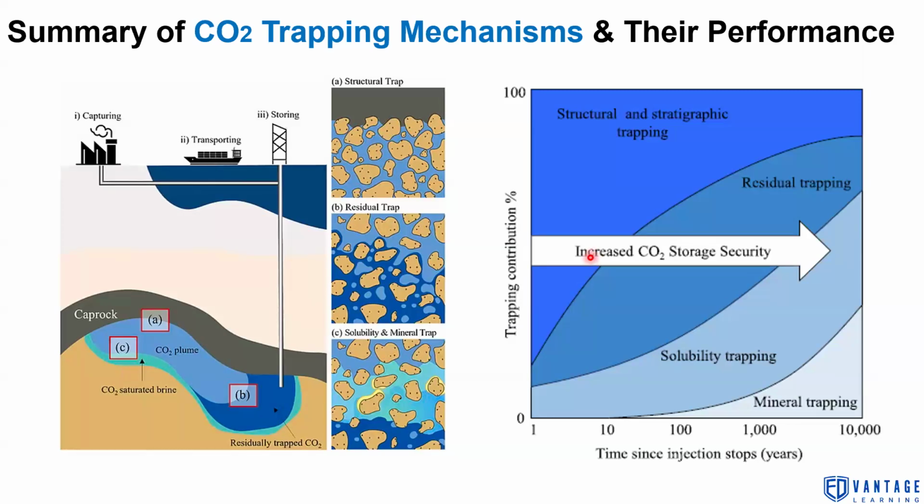So the security of CO2 storage is lower in structural and static trapping because it is for a shorter period of time, after which residual trapping will be predominant, then solubility and mineral trapping. Mineral trapping takes a longer period of time to be achieved, but structural and residual trapping take a shorter period of time to be achieved. Also, trapping contribution is more for structural trapping and least for mineral trapping.